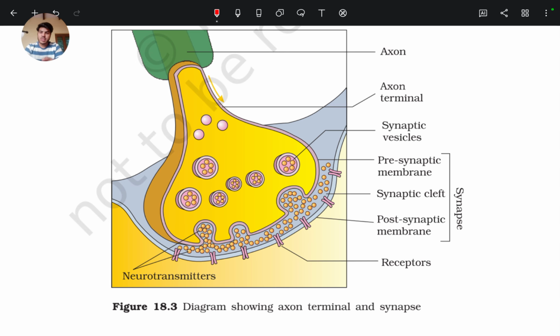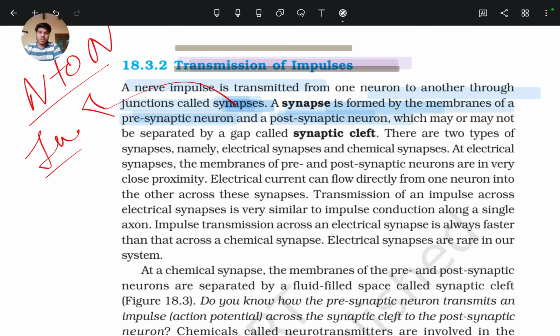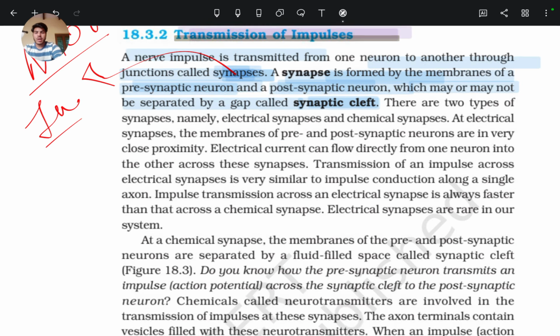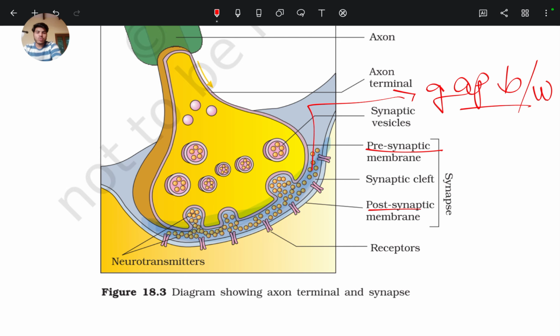So the connection between the presynaptic neuron and postsynaptic neuron is the synapse, and these membranes may or may not be separated by a gap called synaptic cleft. Here the synaptic cleft is shown. This is the synaptic cleft, the gap between the pre and post synaptic membrane.